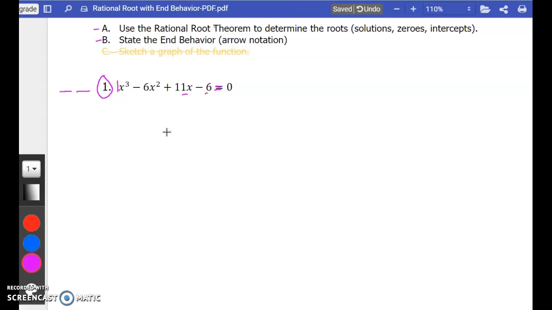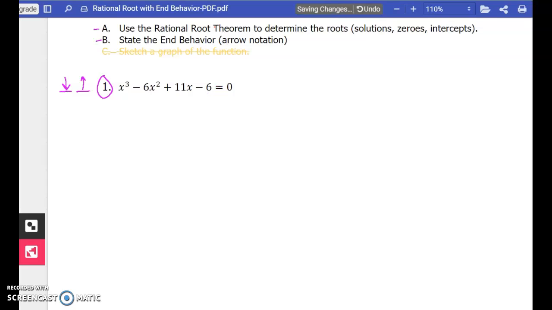This is a positive function on my highest exponent of 3. So that means the right side is positive going up. It is an odd exponent. Odd exponent means opposite, so the other arrow is down. That's my end behavior. I'm going to erase that so that it is cleaned up. Go ahead and clean up the rest of this, make it look nice and shiny.